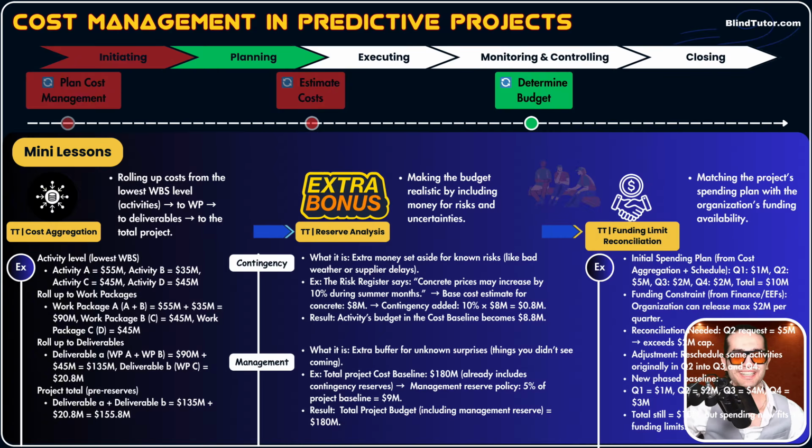We need to do reconciliation again. So this is exactly funding limit reconciliation. Guys, we match our work's cost to the organization's funding limit. Okay? So the funding requirement needs to be matched with the organization's funding release. Awesome. These were the tools and techniques we used in the determine budget process.